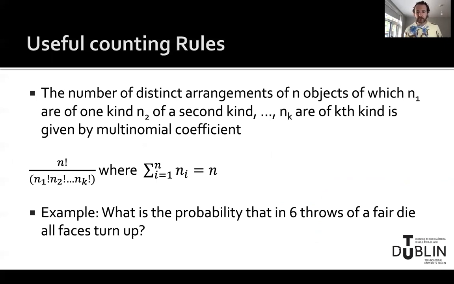number of distinct arrangements of n objects, of which n1 is 1 kind, n2 is another kind, all the way out to the different kinds. It's a multinomial. So what's the probability of 6 throws of a fair dice, all faces turn up. A fair coin. Actually, the better one is picking a football team. And we'll go through an example of that.